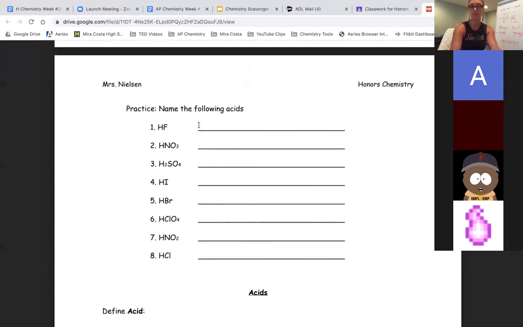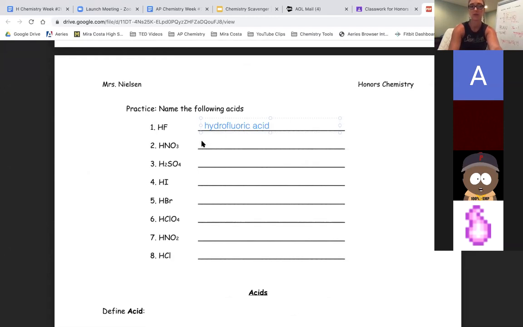So HF is the first one. This is a binary acid. There's no polyatomic ion, which means I'm going to use that prefix hydro. The root name of the second element, fluor. Don't forget that fluorine is spelled F-L-U-O-R. That's always tricky. And then the suffix ic.